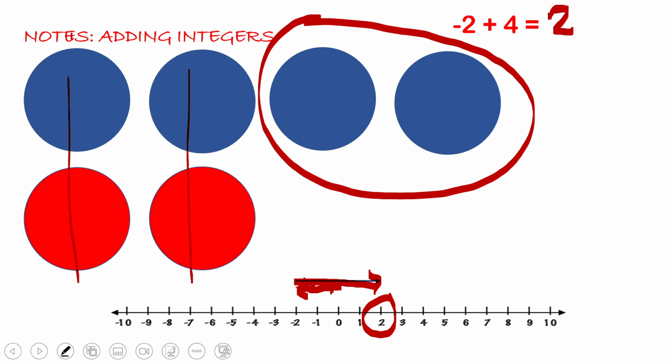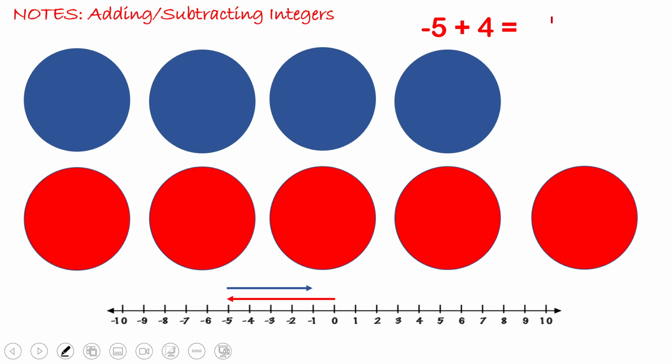Also notice 4 carries more absolute value in the positive than -2 does. So the number that carries more absolute value will help you determine whether your answer is positive or negative. 4 is more positive, so the answer is positive. We'll look at that again as we go through examples.